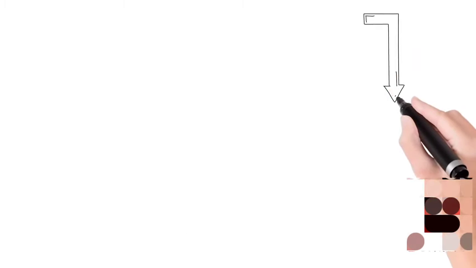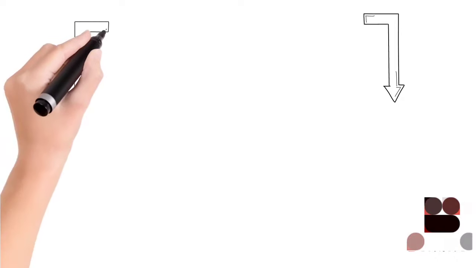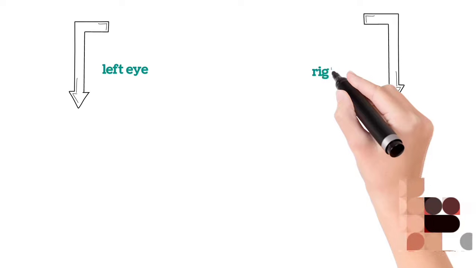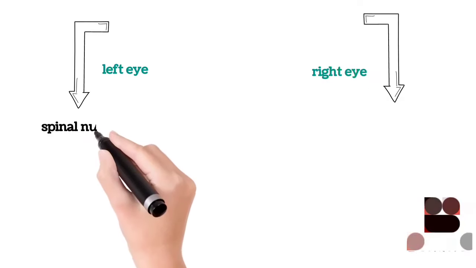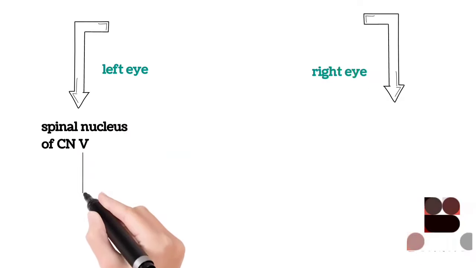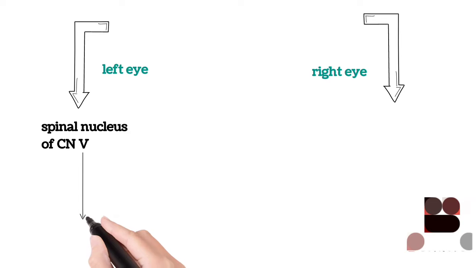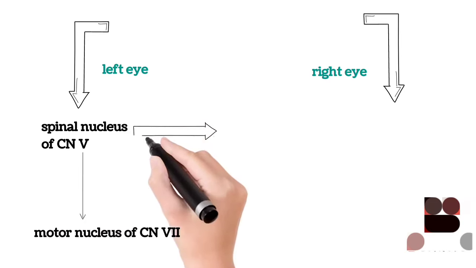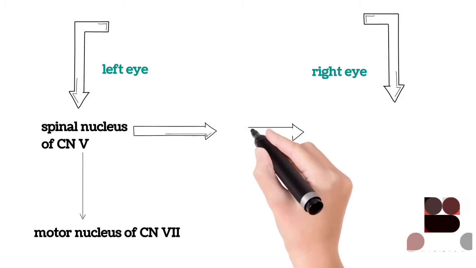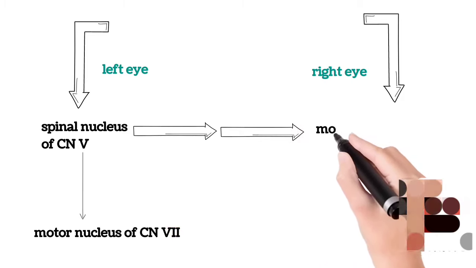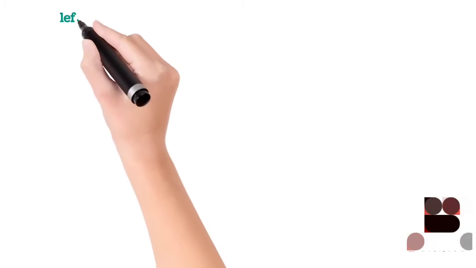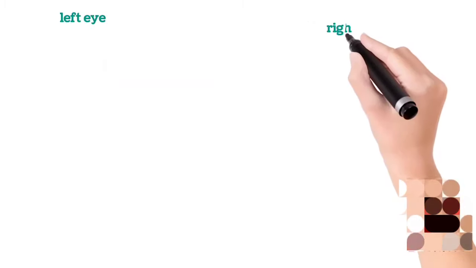Now from the spinal nucleus of the trigeminal nerve, which is present in the pons, the projections will go to the motor nucleus of the facial nerve. From the motor nucleus of the facial nerve, the impulses will go to the orbicularis oculi muscle. From the spinal nucleus of the trigeminal nerve, the projection goes to the motor nucleus of the facial nerve of the opposite side as well, that is the right side.